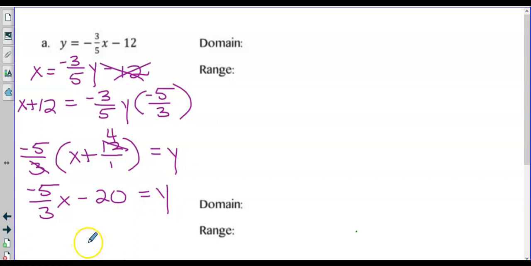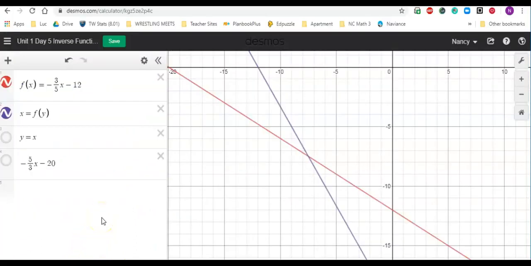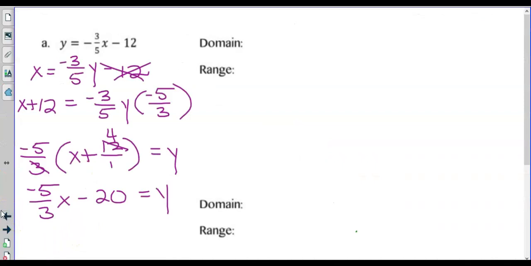So I went over to Desmos and I typed in the original function, and then I typed in what I got for the inverse, and you see it fits right over what the inverse would be. The original function is red, the inverse is purple, and what I got is black. So that's how you can check your answer and make sure you're right. Since these are both linear, neither one of them is horizontal, the domain and range for both of them is all real numbers or negative infinity to positive infinity.